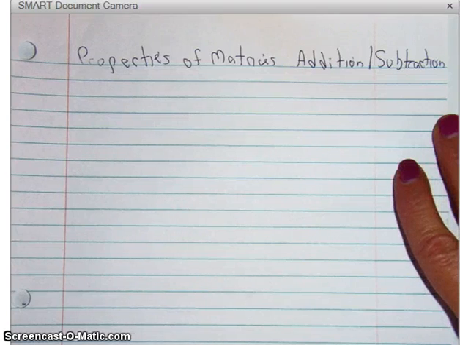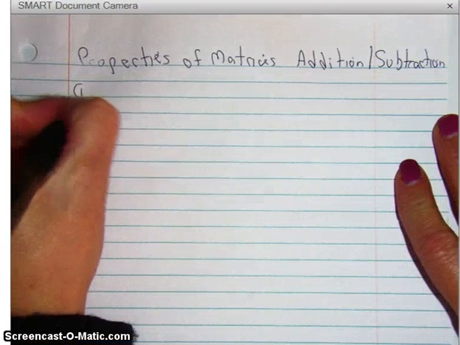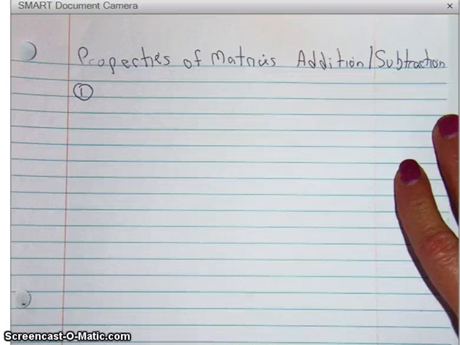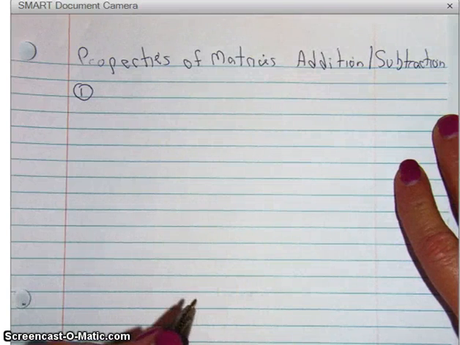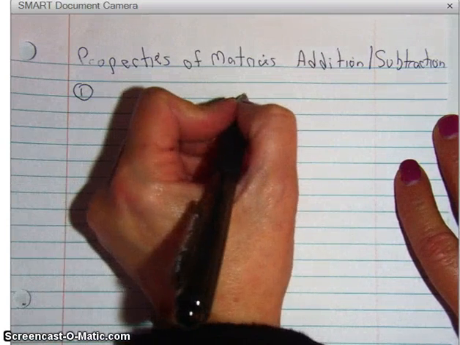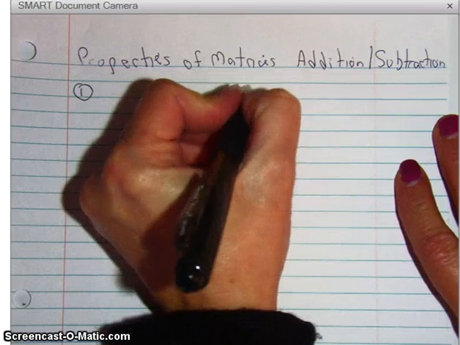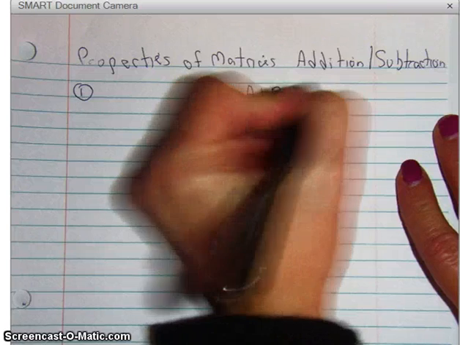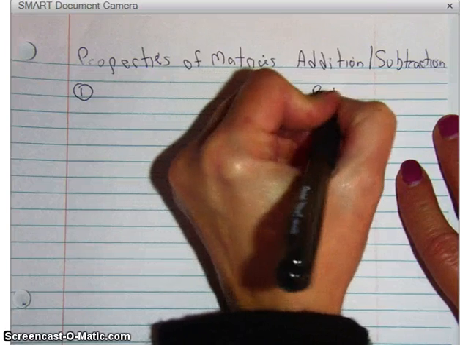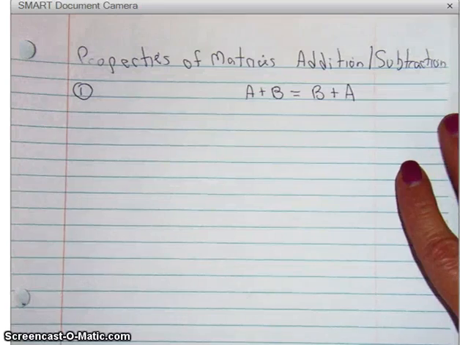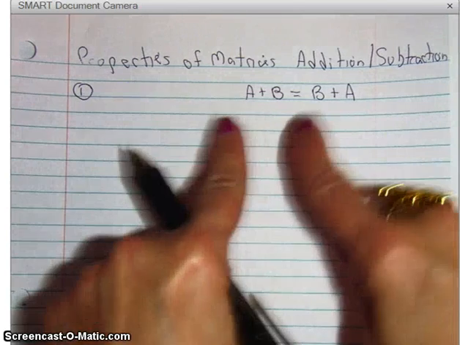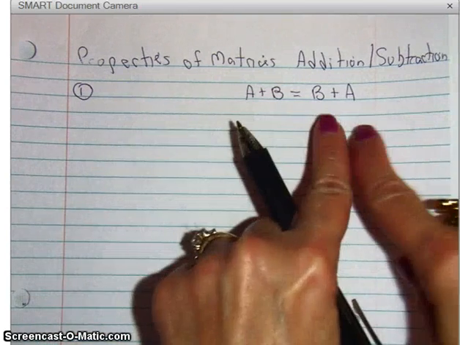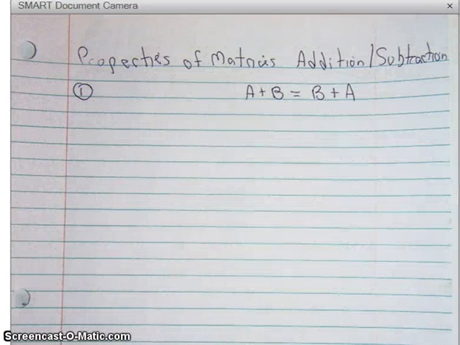Okay. First one. I'm going to give you the property and then I'm going to see if any of you guys remember how to name them. Matrix A plus matrix B is equal to matrix B plus matrix A. So it doesn't matter which one is on the left or right. When we add them, they'll still come out to be equal.